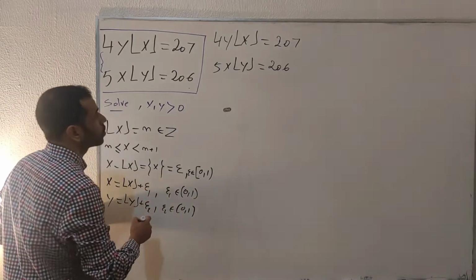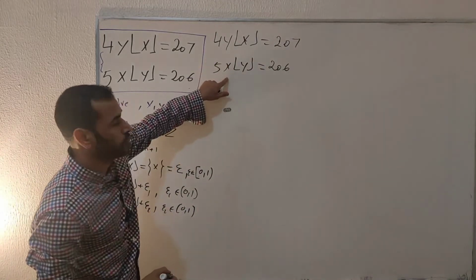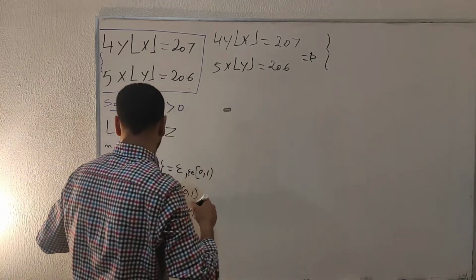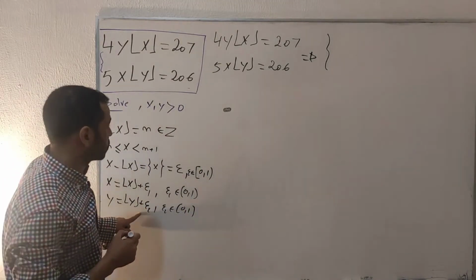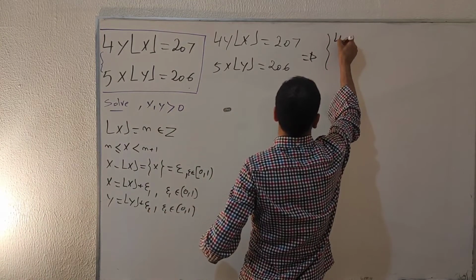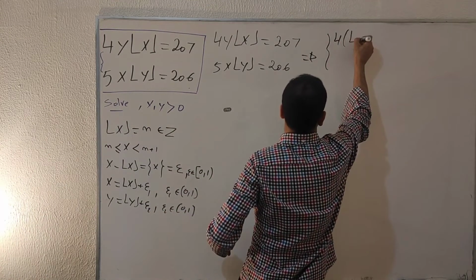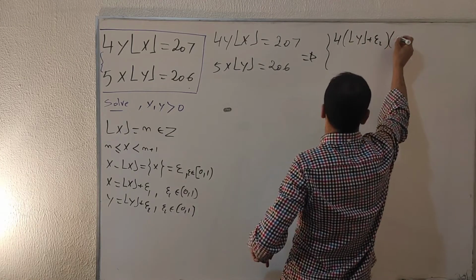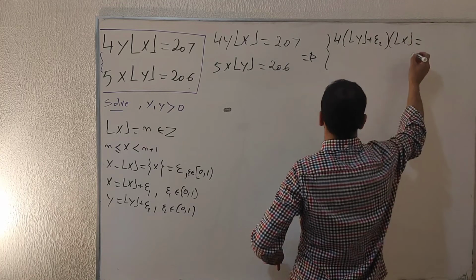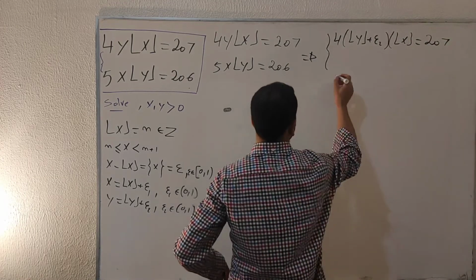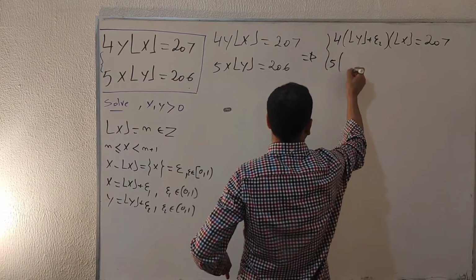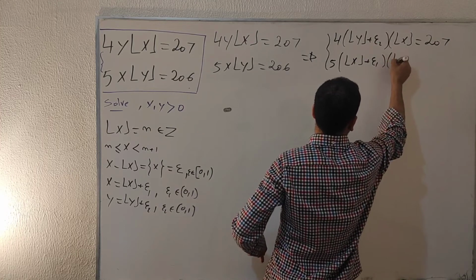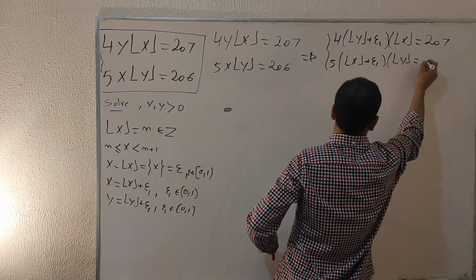So I'm going to replace this into x and y, giving me new equations. Replacing y with the floor of y plus epsilon 2, we get 4 multiplied by the floor of y plus epsilon 2, multiplied by the floor of x, and the whole thing equals 207. For the second equation, I get 5 times, with x replaced by the floor of x plus epsilon 1, multiplied by the floor of y, equals 206.